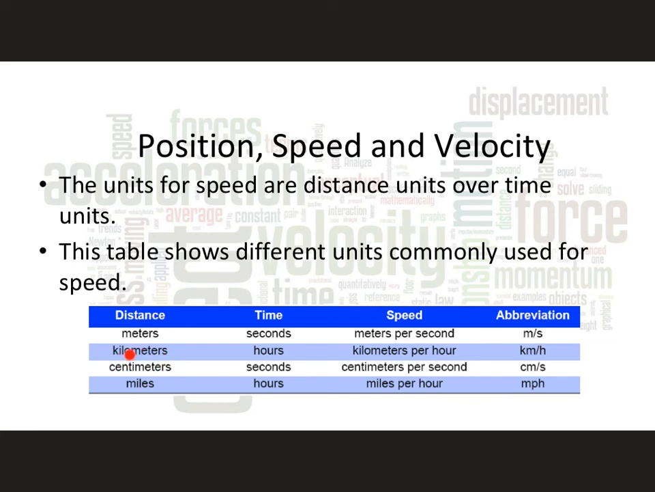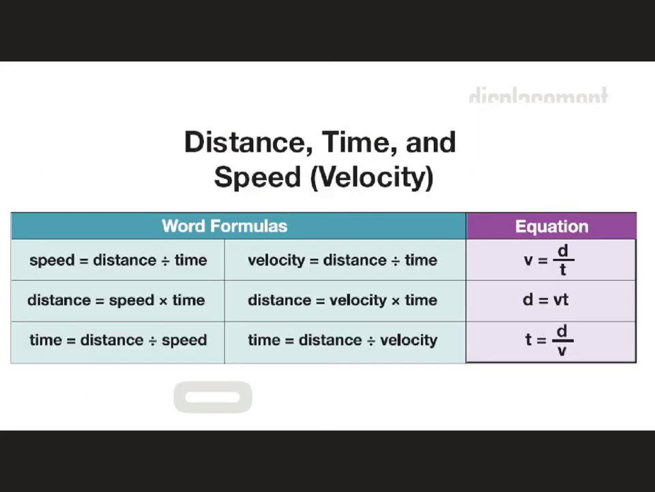So if they write kilometers for distance per hour, you can get kilometers per hour for your speed, right? You could get centimeters per second, you could get miles per hour. All of those are still speeds. Notice they don't have direction with them, but only one is the SI unit, meaning the proper one you should use for science, okay?